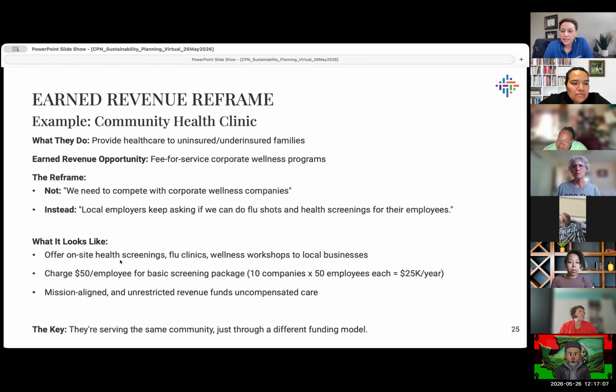So offering on-site health screenings, flu clinics, and wellness workshops to local businesses, charging $50 an employee for a basic screening package. If we got 10 companies to do that at 50 employees each, then that's $25,000 a year. It's still mission aligned and it's unrestricted revenue. The key is that you're serving the same community just through a different funding model.